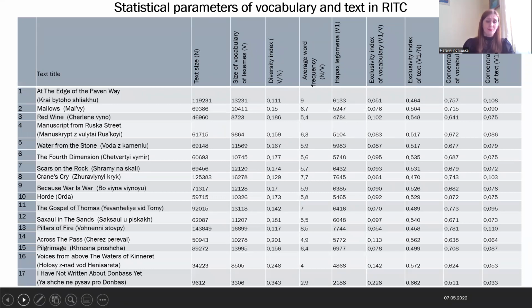The novel Vocabular stupy comprises the highest rate of text size, the largest vocabulary of lexemes, the highest rate of hapax legomena, and the highest rate of concentration index of vocabulary. Meanwhile, another novel holds the lowest indicator of text size, the smallest vocabulary of lexemes, the lowest rate of hapax legomena, and the lowest rate of concentration index of vocabulary, although in that novel there is the highest rate of diversity index and the highest rate of exclusivity index of vocabulary, as compared with the novel Vocabular stupy, where there are the lowest indexes of diversity and vocabulary exclusivity.